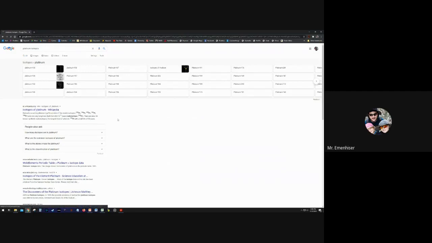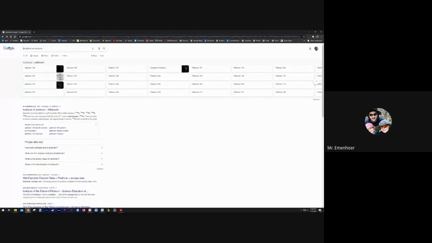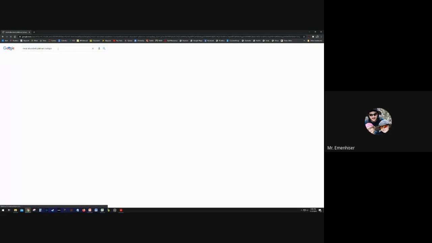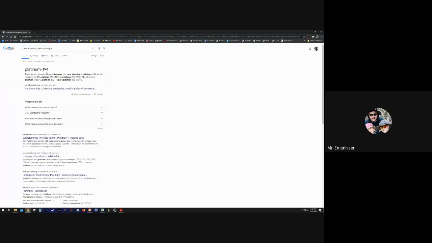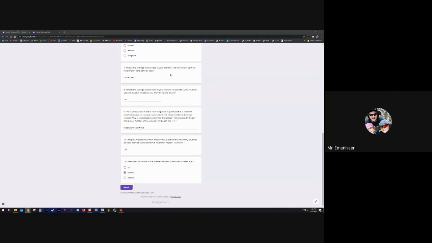And which one is the most abundant? Most abundant platinum isotope, platinum 194. 33%. There are 6 naturally occurring isotopes. The most abundant one is platinum 194. Okay. All right. So yeah, these are different versions of platinum. All right, so we hit submit. We're good.